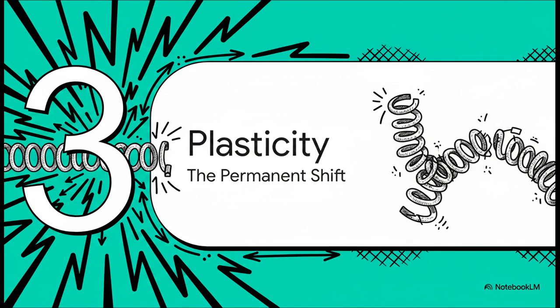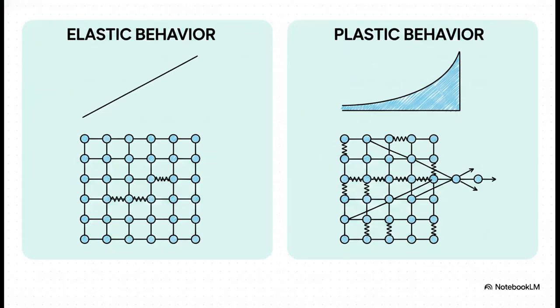Which brings us to Section 3, Plasticity, the permanent shift. So, let's see how this builds into our next critical phase. What happens when we push those little atomic springs just a bit too far? We escalate the force and we cross over into plasticity. There is a massive, fundamental divide between these two states. Elastic deformation, as we established, is totally reversible. It relies on mere bond stretching, and on a graph, it represents a clean, linear relationship between stress and strain.